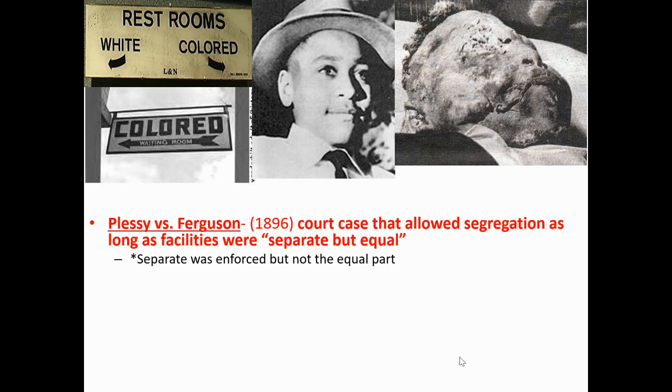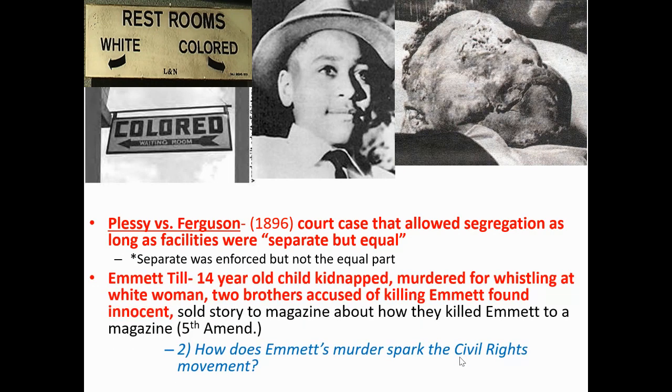Now, we all know that the separate part was enforced, but the equal part was not. And with this segregation, Emmett Till is a young African American child from Chicago who goes down in the South. And when he goes down in the South, he doesn't really understand the customs of segregation in the South. And he was murdered for whistling at a white woman.